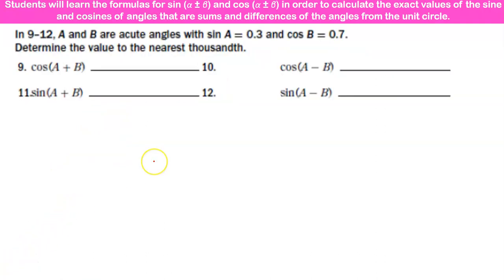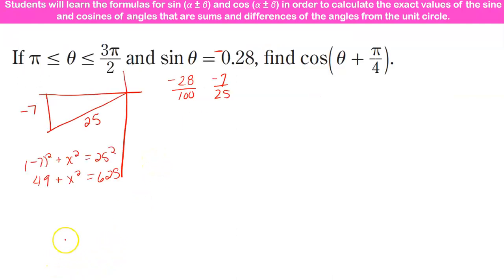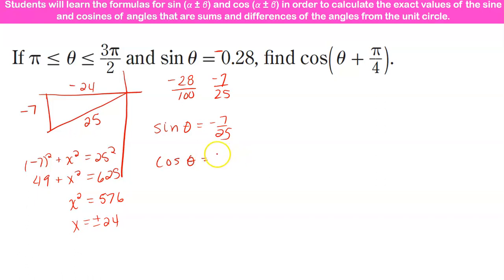So we subtract 49 from both sides, so x squared equals 576. And then when we take the square root, it could be plus or minus 24. Since we're in the third quadrant, our x is negative, so we've got a negative 24. Okay, so that means that our sine of theta is negative 7/25, and our cosine of theta is negative 24/25.